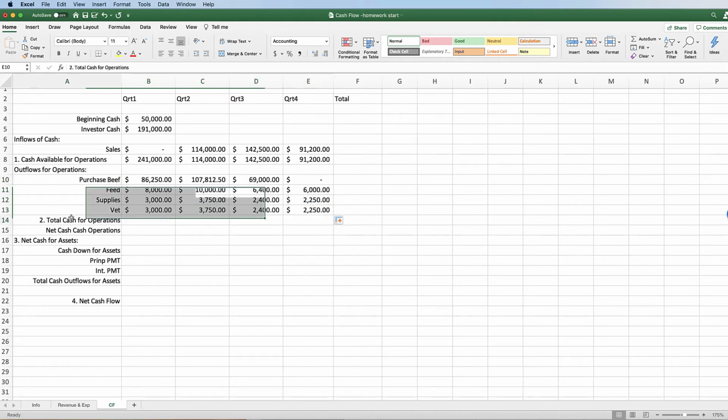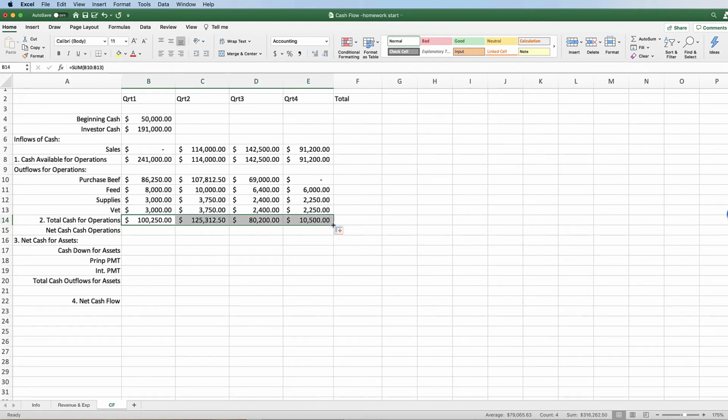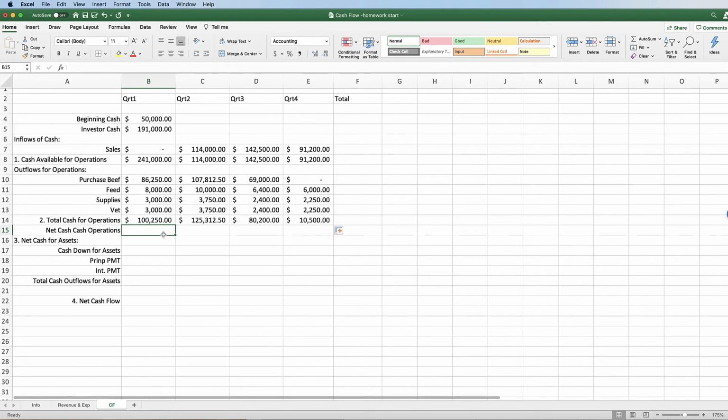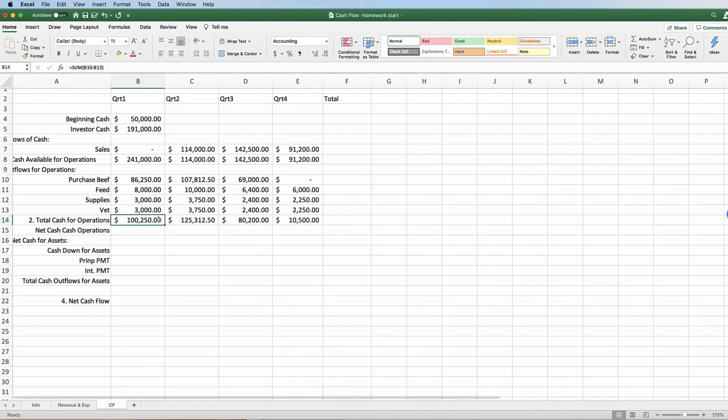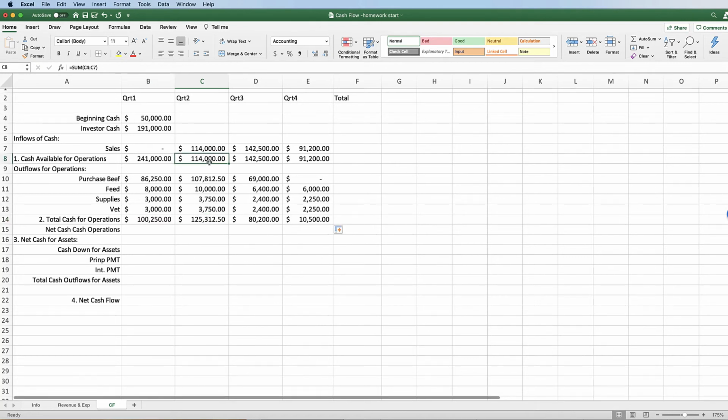All right, now total cash for operations is just going to be a sum, so I grab this, and it's going to grab all the ones above it, which is the right grouping. Hit enter. Again, that formula is written once, copy and paste it across. So now that's what the money spending is going to look like. In the first quarter right away, you can see we got $241,000. We're going to spend $100,000, so that's not too bad. Well, in the second quarter, we're going to spend $125, and we only have $114 coming in. So we'll have to work our way through how we're going to handle that.